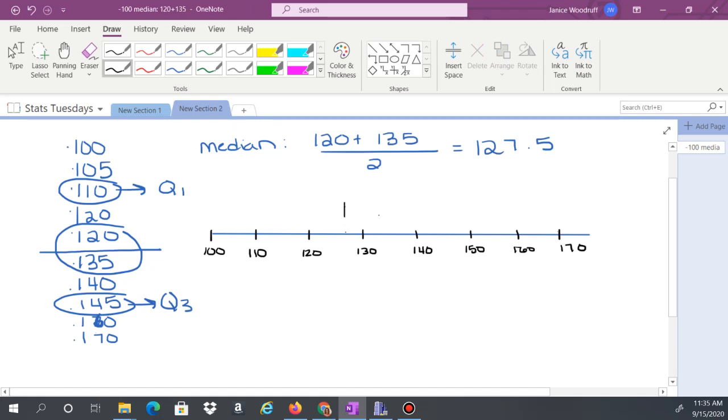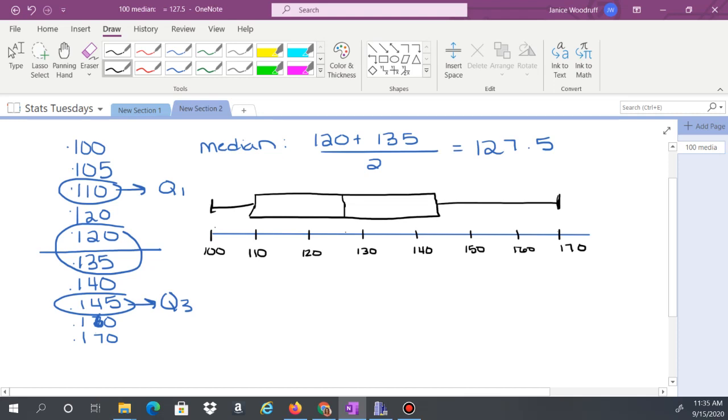So you're already looking, this is not a symmetrical graph. Then you have quartile 1 is 110. That's going to be right here. And then quartile 3 is 145, so about right here. And then there's our graph.